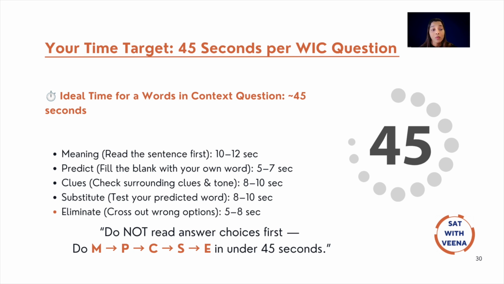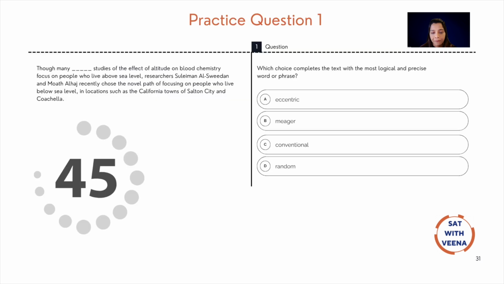All right, everyone. Now that we understand the MPCSE method, let's apply it to some real SAT practice questions. Remember the strategy: meaning, predict, clues, substitute, eliminate. And a very important rule, do not look at the answer choices first. Always understand the sentence before looking at the options. Let's begin with question 1. You get 45 seconds to solve it on your own. Your time starts now. You may open a timer on your phone and pause 45 seconds.